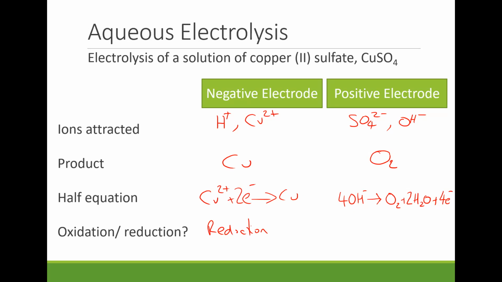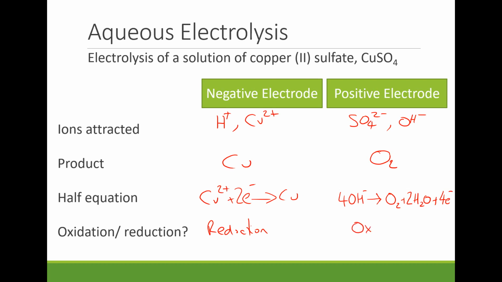You can see we've got 4 oxygens and 4 hydrogens on both sides, and the charge is balanced as well. There's 4 negatives on the left and 4 negatives on the right. But that's a bit trickier to come up with in an exam, so I think that's one I would commit to memory. The others, like the copper one on the other side, we'll just work out as we go along.